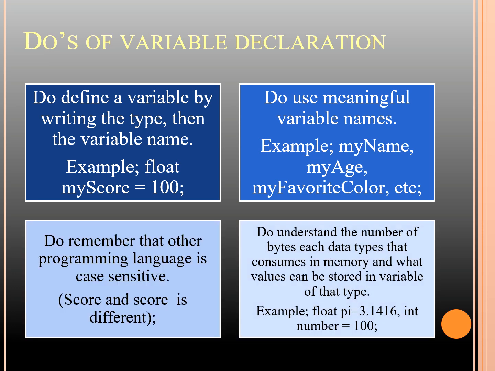Do define the variable by writing the type, then the variable name. So I have an example here for float: my score is equal to 100. And another do is to use meaningful variable names. Example: my name, my age, or my favorite color.